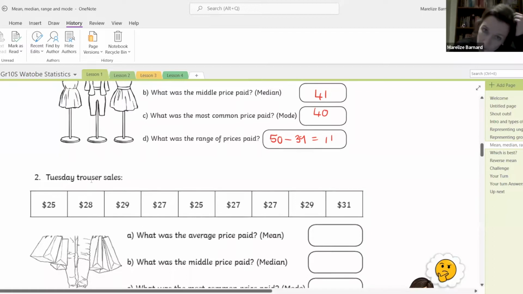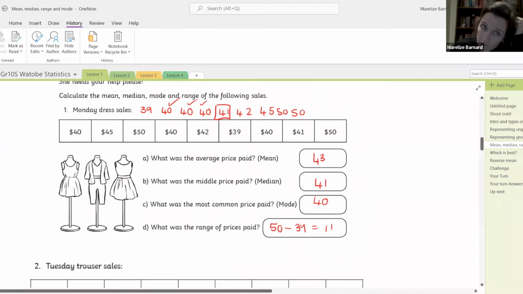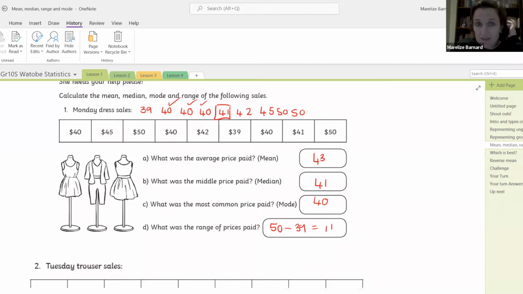If we look back at the Monday dress sales, for instance, for Lucy, we had 40 and 45 and 50, etc. So we had these individual prices for the dresses, and we basically call that ungrouped data. We calculated the mean, the mode, and the range, etc. for ungrouped data.